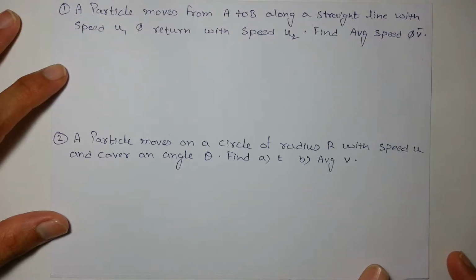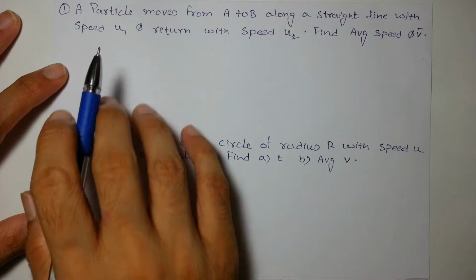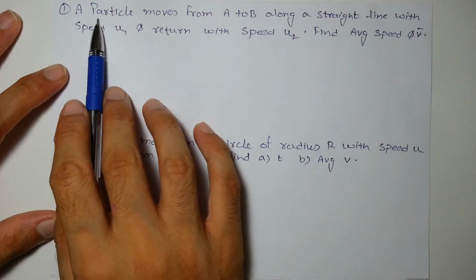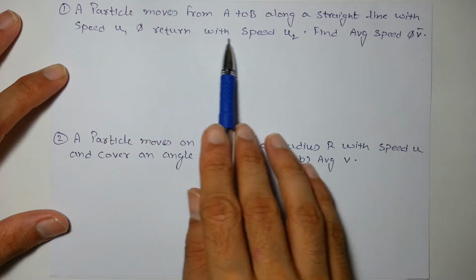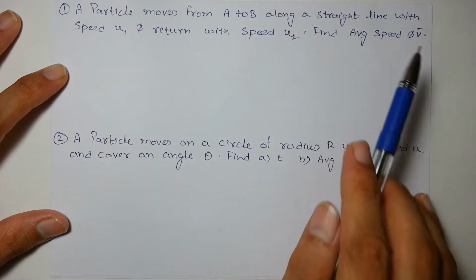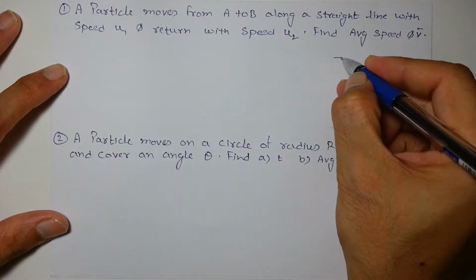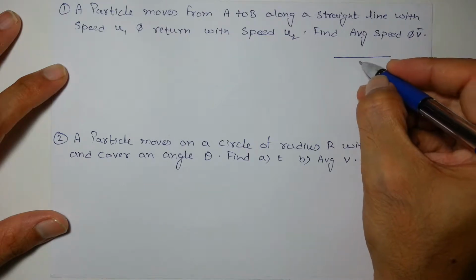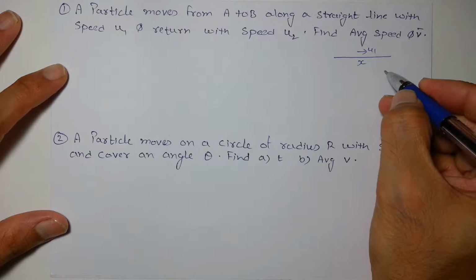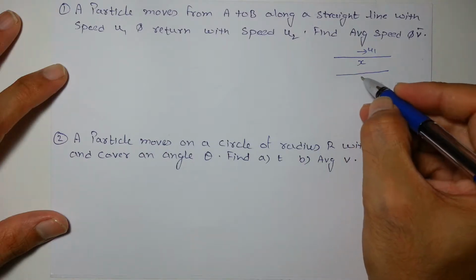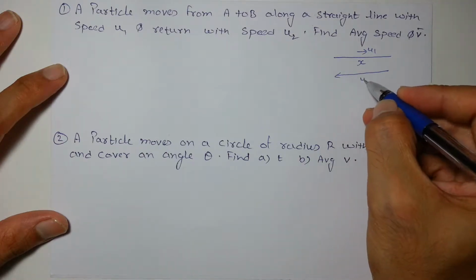In this part we will be solving a few important questions on average speed and average velocity. Let's start with the first one. A particle moves from A to B along a straight line with speed u1 and returns back with speed u2. Find the average speed. Again, it is moving the same distance, let's say x, with speed u1 and returning back the same distance x with speed u2.